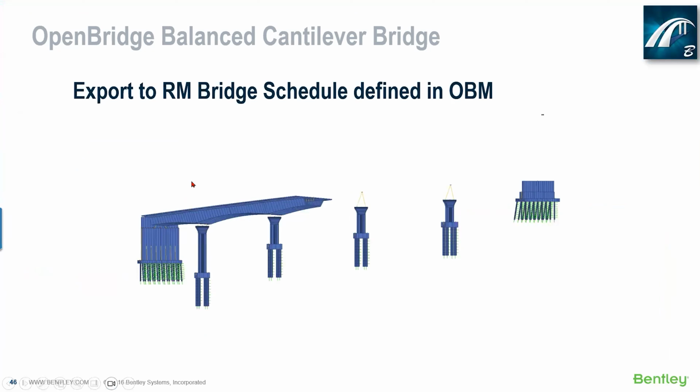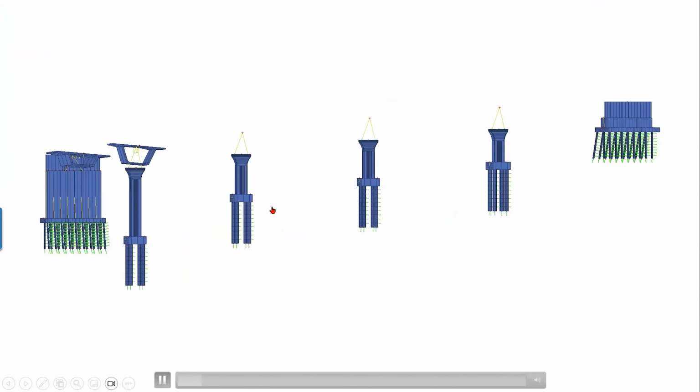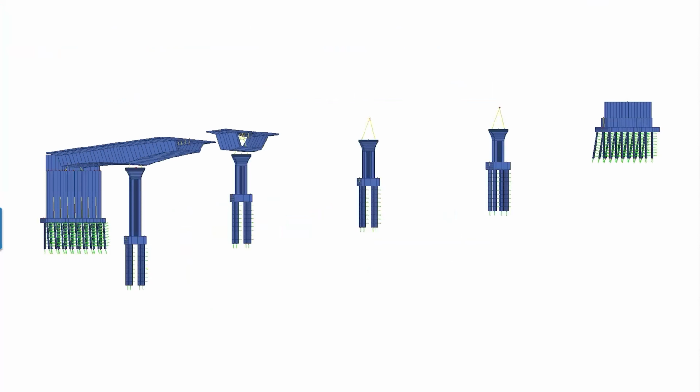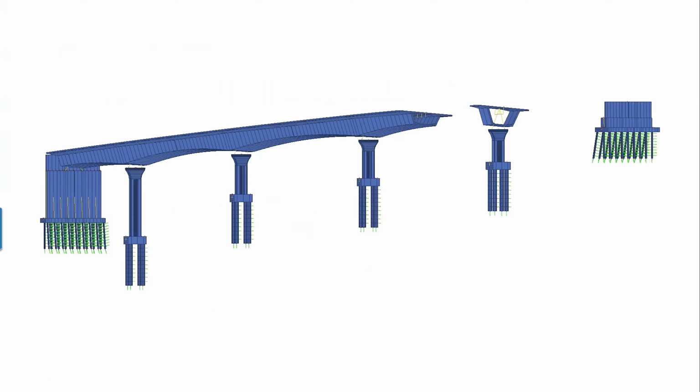As I said, the schedule was also defined in OpenBridge Modeler, and this schedule is automatically transferred into OpenBridge. This is one main principle of BIM: when you enter one type of data, you don't have to re-enter it twice, to avoid making mistakes. So automatically, this is what is transferred, and you see step by step during the construction the way my bridge is built, taking into account just the data that I have defined inside OBM.